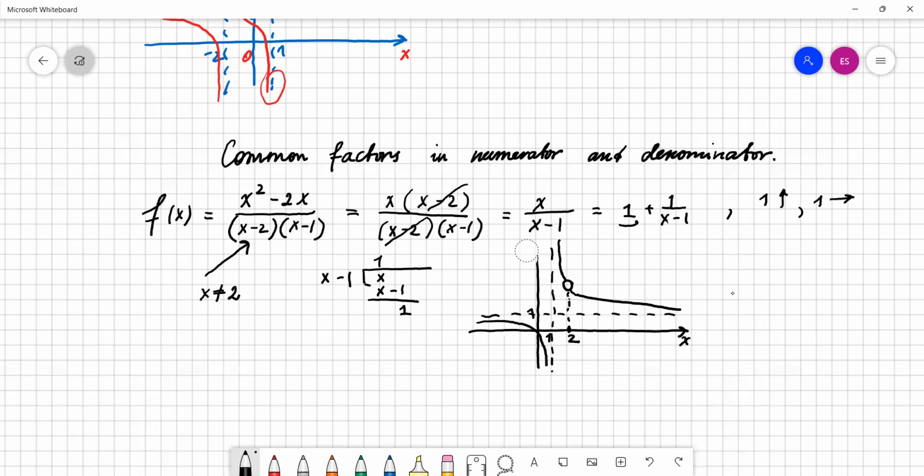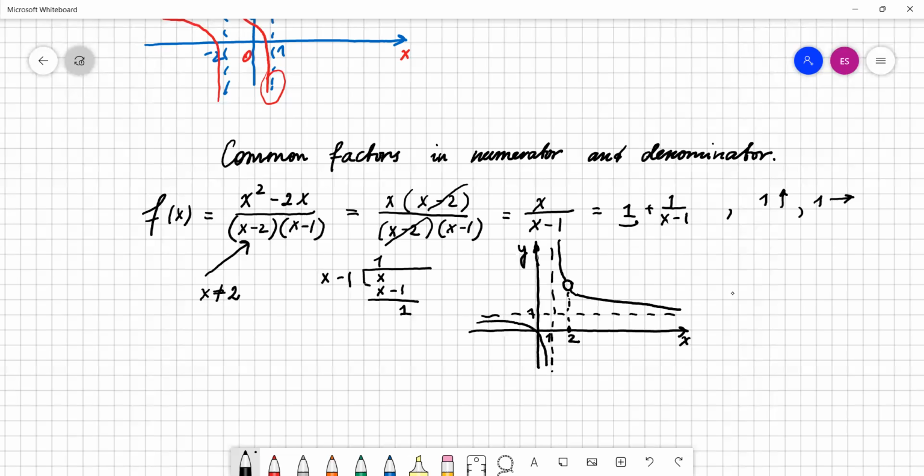Okay. So whenever you have the same factor in numerator and denominator, you can always cancel it, but don't forget that the number is still not going to be allowed at this point. So for x minus 2, for example, you cannot plug in 2 into the original function just because it's having 0 in the denominator and it's going to be undefined. On your picture there is going to be a hole in the graph.